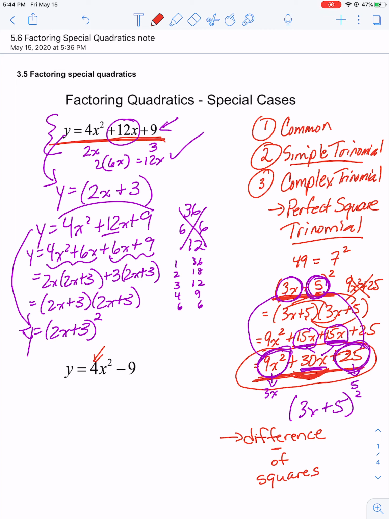Well, what does squares mean? Well, it's a square. You multiply something by something. 4x squared is a perfect square. It's the square of 2x. 9 is a perfect square. It's the square of 3.